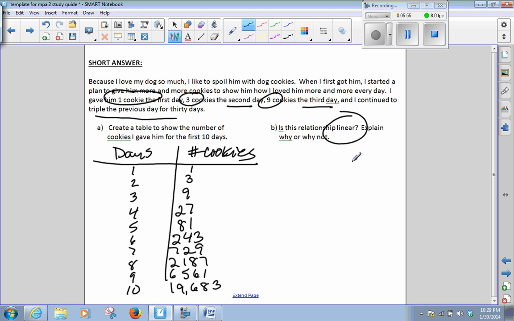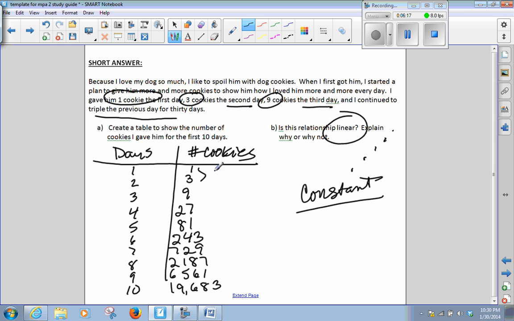Remember, linear means that if you were to graph it, would it form a straight line? And you actually don't even need to graph these to see whether or not they would form a straight line, because you can also determine whether or not something is linear by looking at its rate of change. If it has a constant rate of change, that means the same thing all the way down, then it will be linear. Well, I can tell right away.